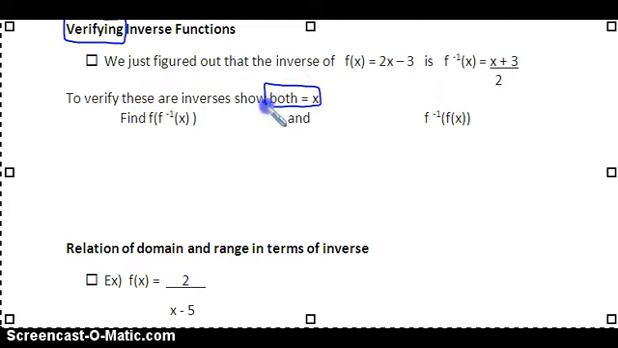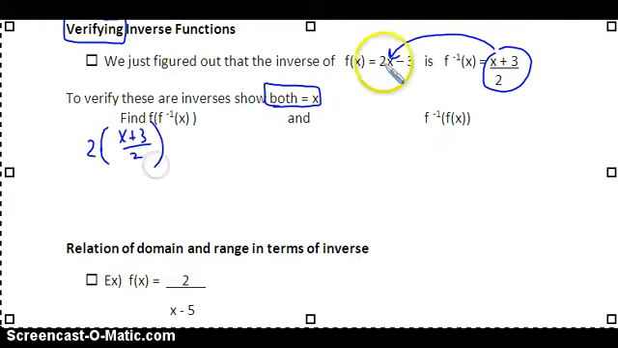So let's do that. Let's first find f of the inverse. So take your inverse and put it into the f function. So that would look like this: 2 times x plus 3 over 2, and then minus 3. Now when I reduce this, I should get it to be just an x. So I know what will happen first is the 2's cancel out. Then I have x plus 3 minus 3, and those cancel out also. So I got that to be an x.